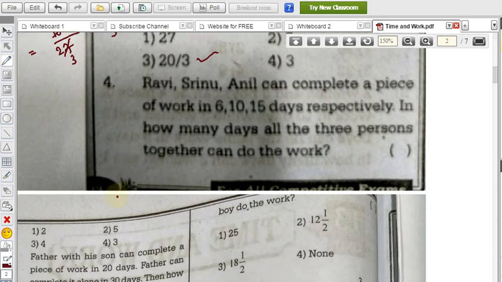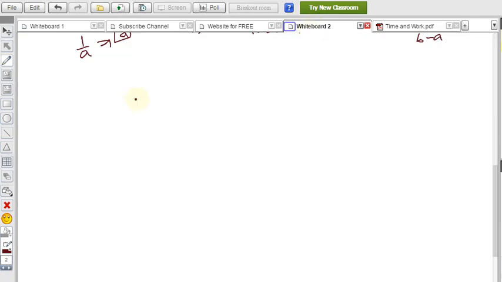Next one. Ravi, Srinu, Anil can complete a piece of work in 6, 10, 15 days respectively. In how many days can all three persons together do it? Okay. Together, I told you one formula, that is P into Q into R by P into Q plus Q into R plus R into P. So these are the days, 6, 10, 15, in which they can individually complete, Ravi, Srinu, Anil.